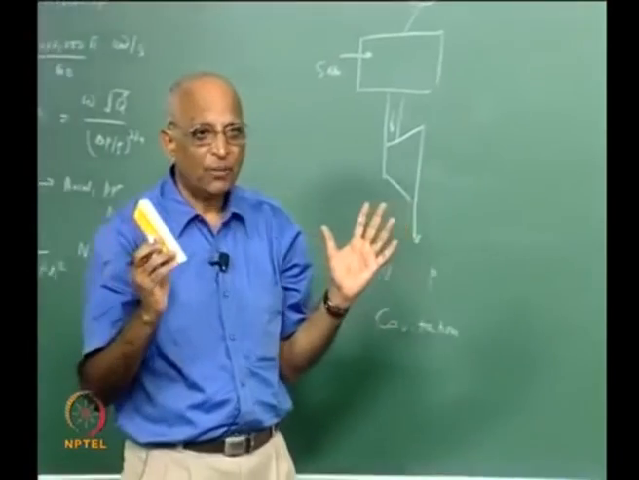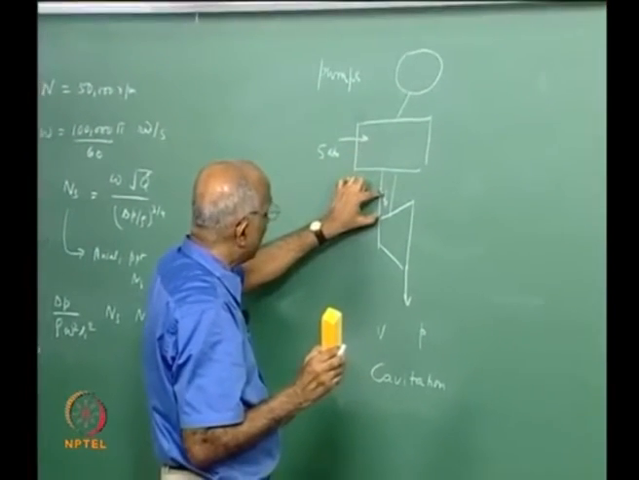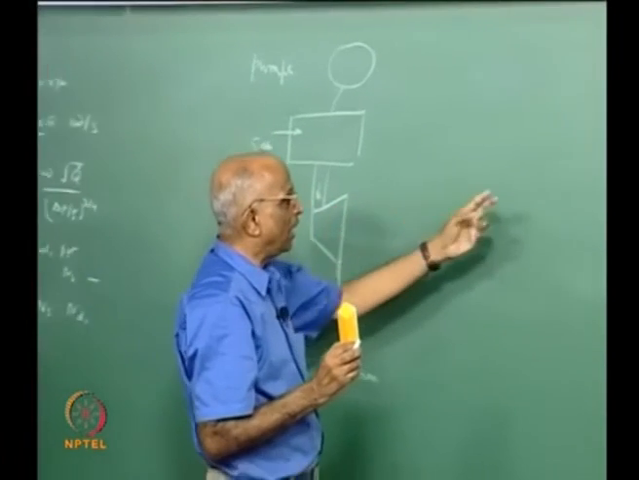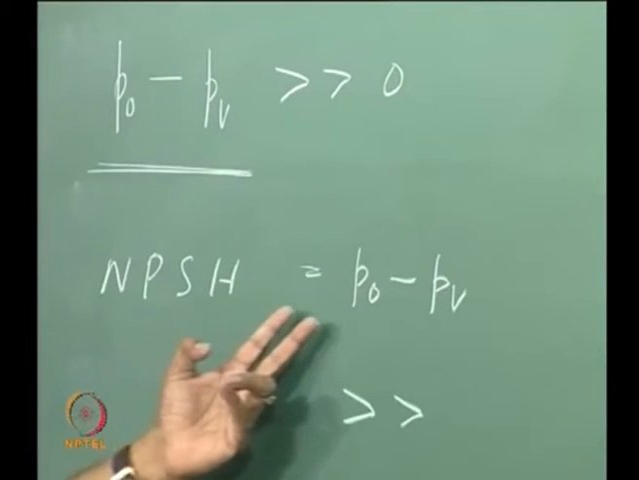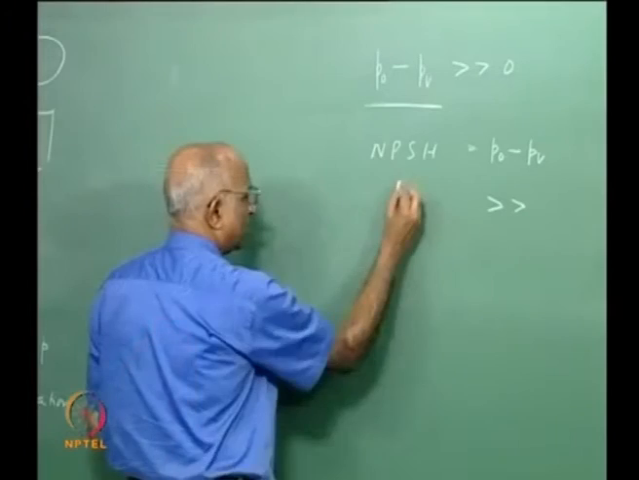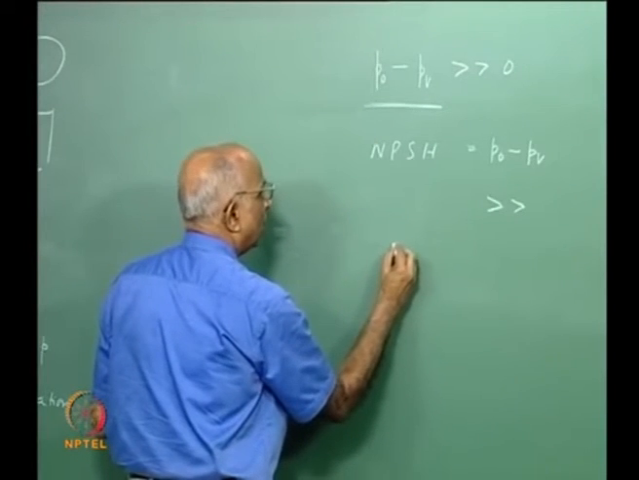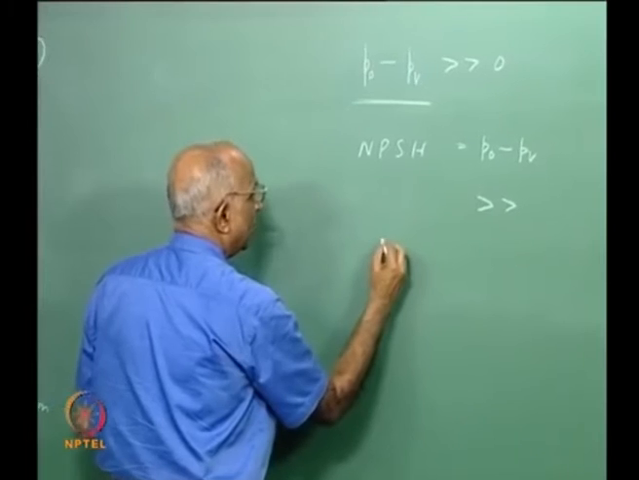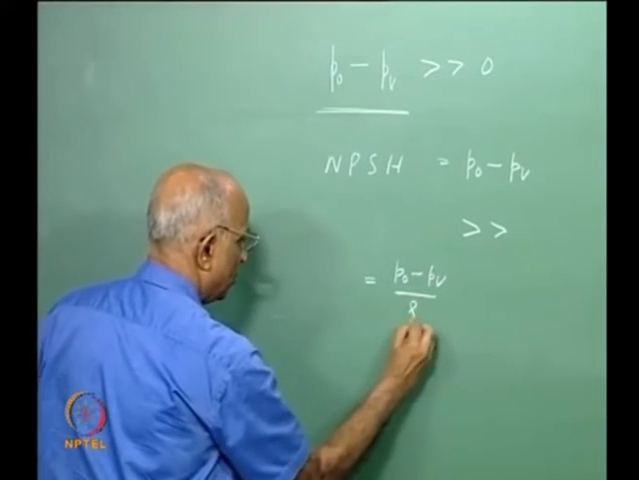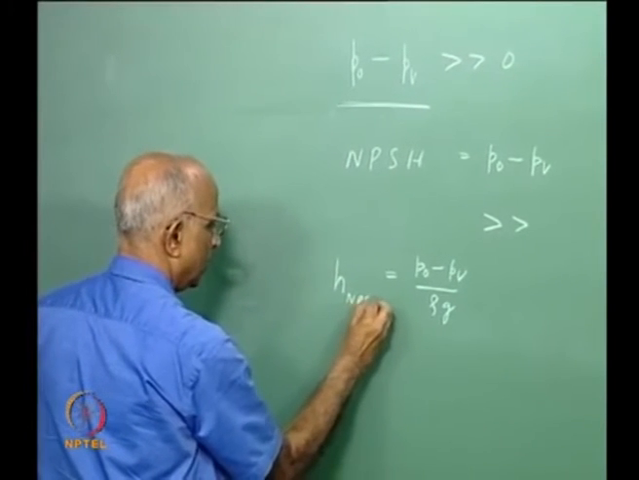Is it clear? Why we say I would like the net positive suction head, that is P naught minus the vapor pressure, which we call net positive suction head, is P naught minus PV, or rather I can write this net positive suction head, in terms of rho and g, as equal to P naught minus PV by rho g, which is the head, the net positive suction head.